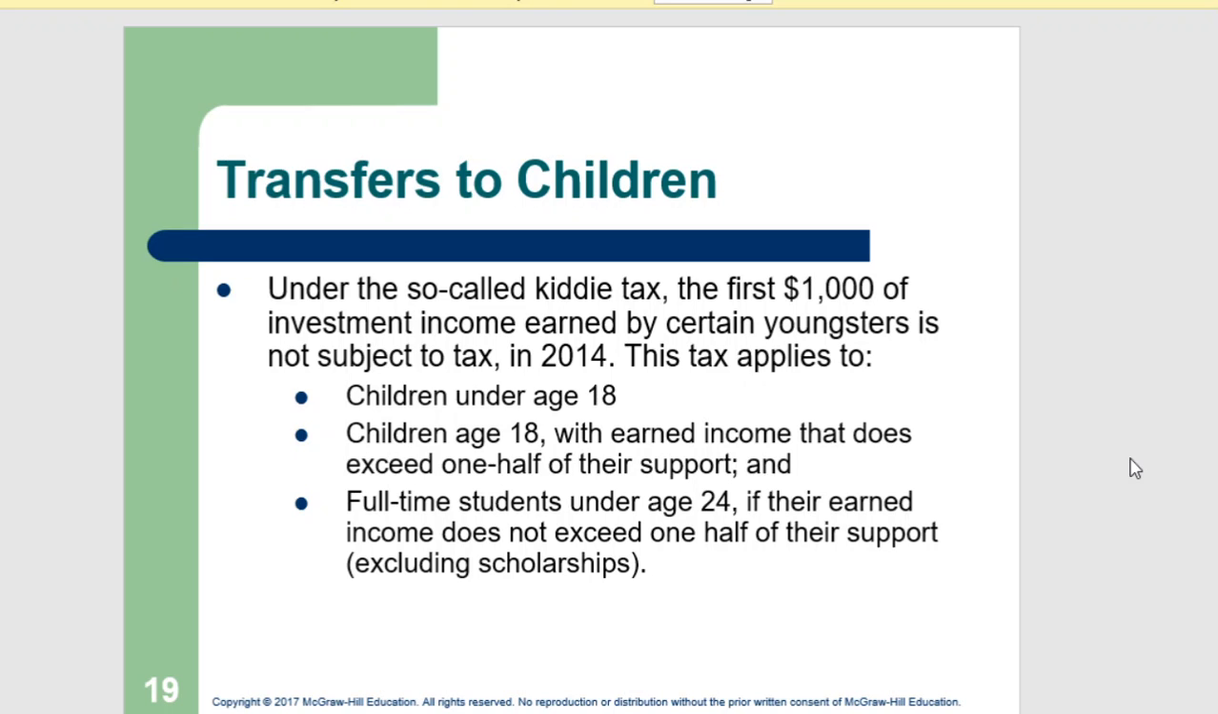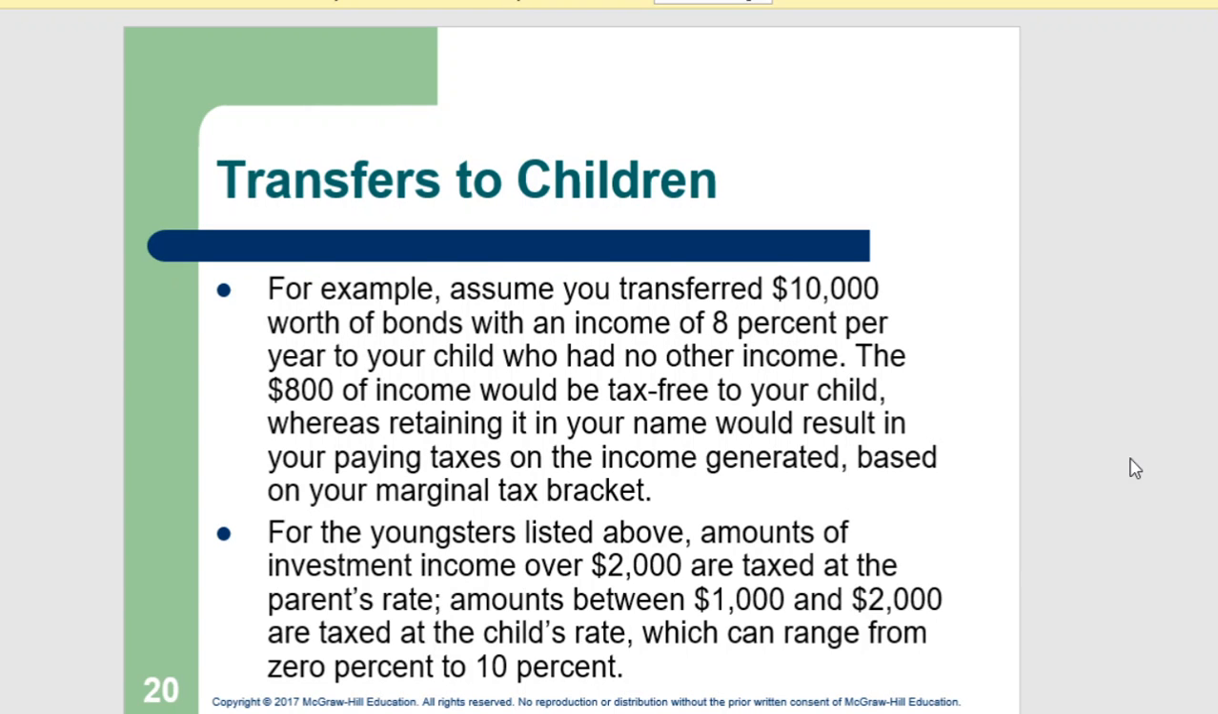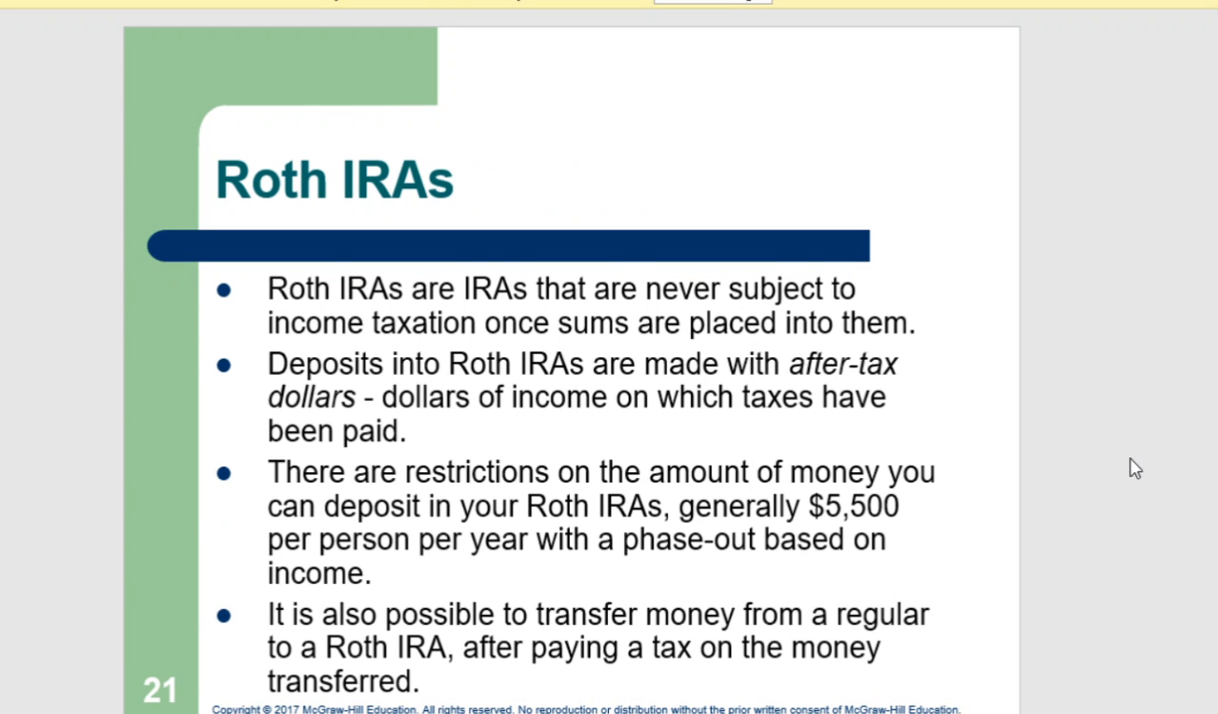So that's an advantage for children that are investing. And so you can end up with basically more money. And they tend to have really low tax brackets too. All right, we talked about Roth IRAs.